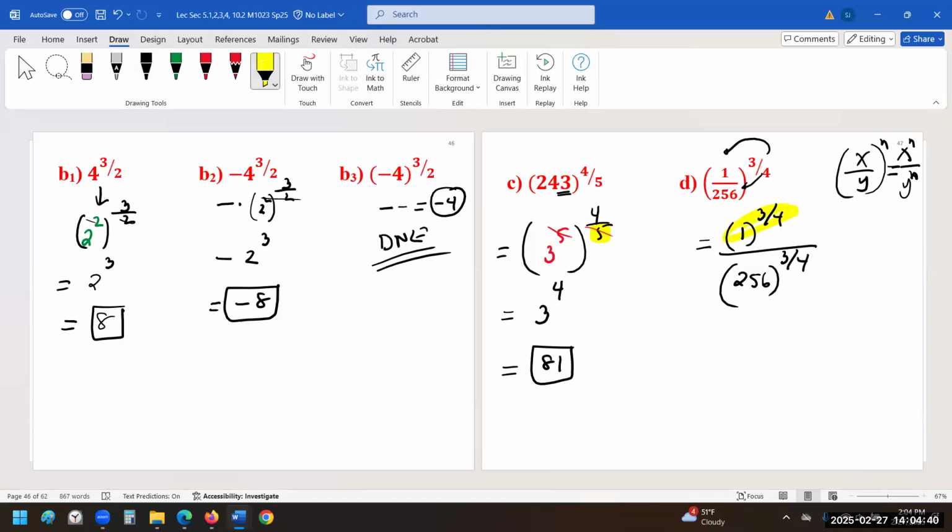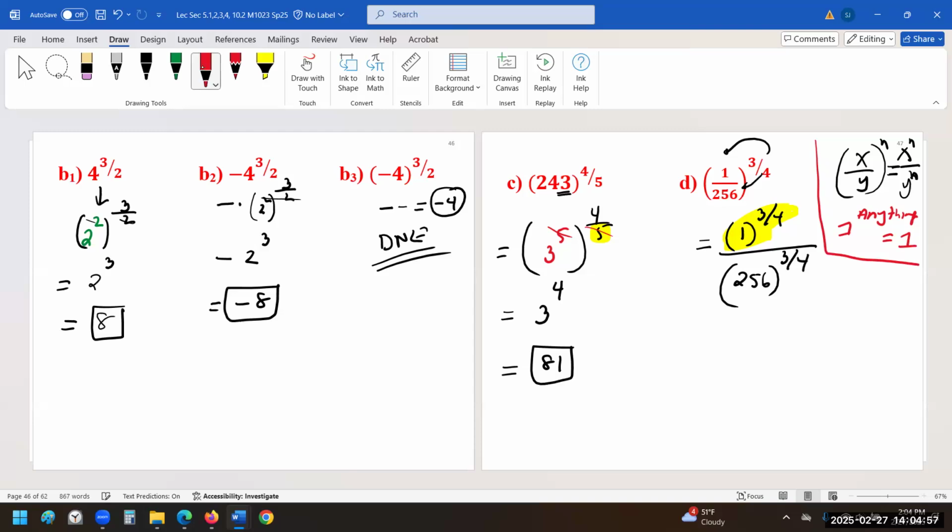And then another rule. What is 1 to the any power? Positive, negative, zero, decimal, fraction, anything. What is 1 to the any power? 1.